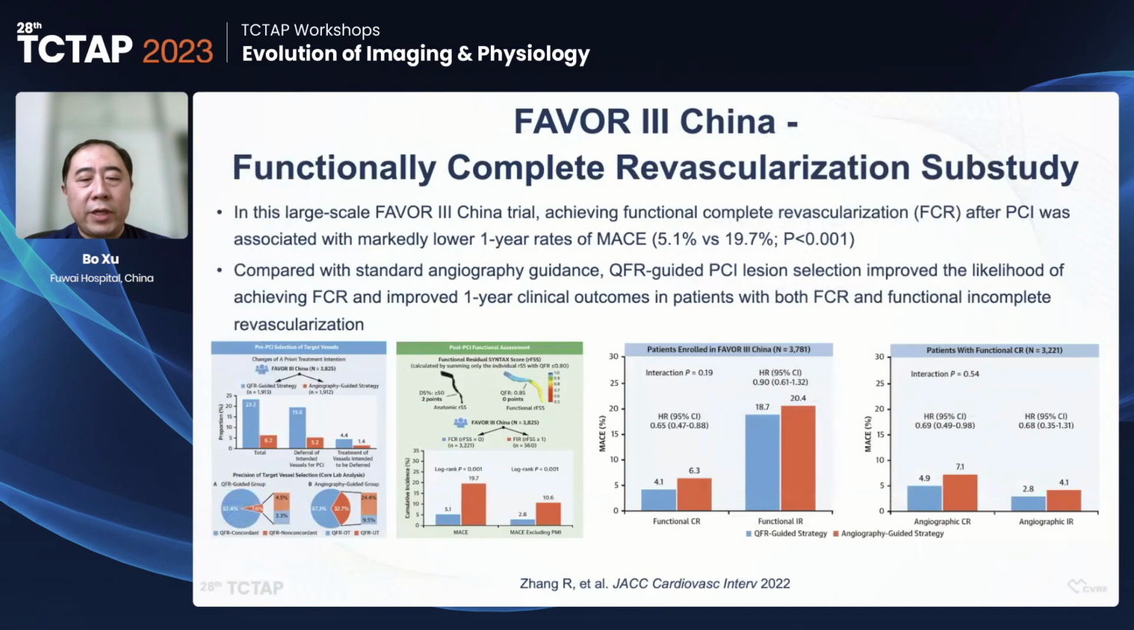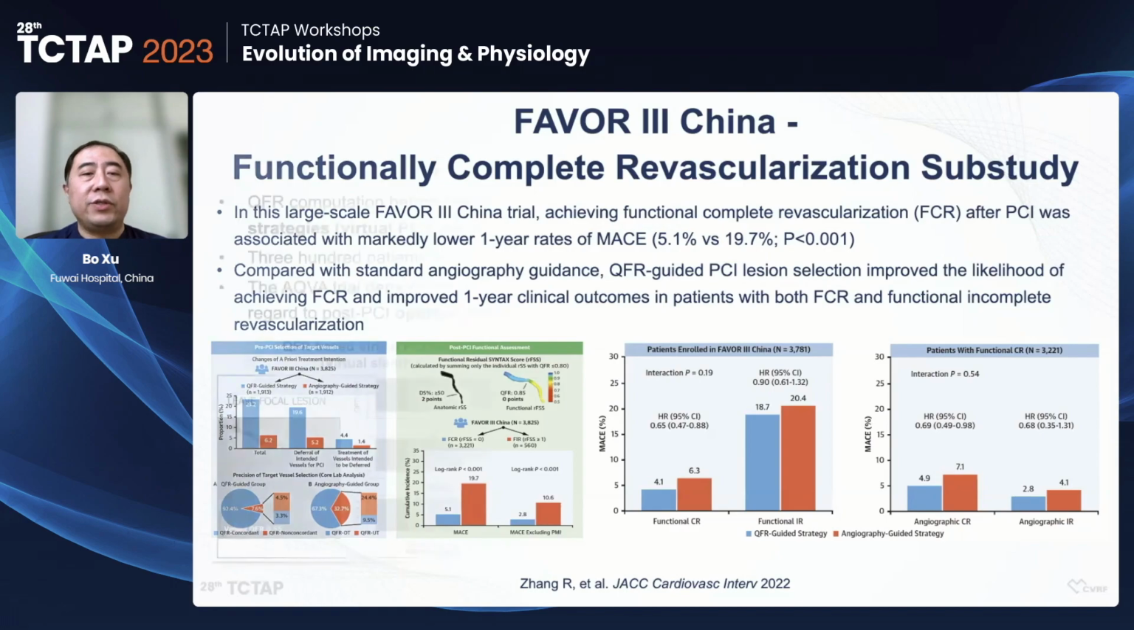Another interesting publication last year in JACC Intervention focused on functionally complete revascularization. Patients achieving functionally complete revascularization after PCI were associated with a markedly lower 1-year rate of MACE, 5.1% versus 19.7%. And QFR guidance can improve the likelihood of achieving FCR and improve the one-year clinical outcome in patients with both FCR and functionally incomplete revascularization.